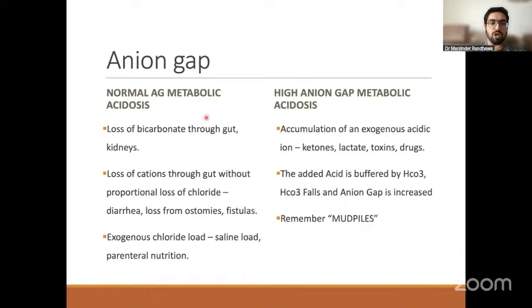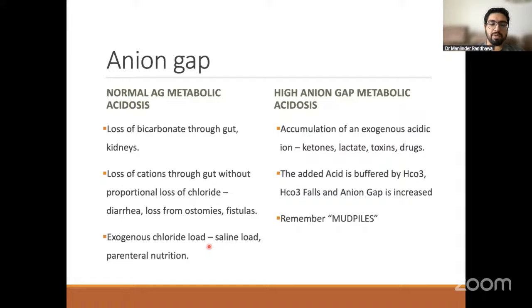So when do we see normal anion gap metabolic acidosis? All your diarrheas and renal losses. Any loss of bicarb through the gut or kidneys, loss of cations through the gut without a proportional loss of chloride, like you see in acute diarrheas, the loss from ostomy, so ileostomy, colostomy losses, or enterocutaneous fistulas, or when you've given an exogenous chloride load, like we see when we give too much normal saline. I'm sure in one of these sessions, balanced crystalloids and all those things must have been discussed.